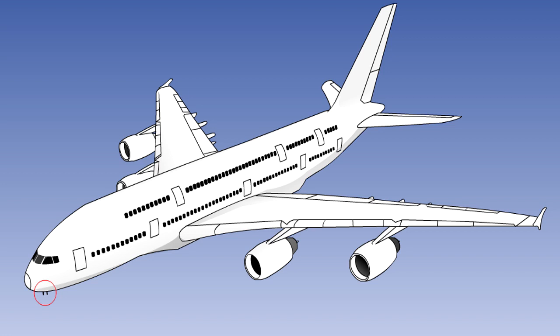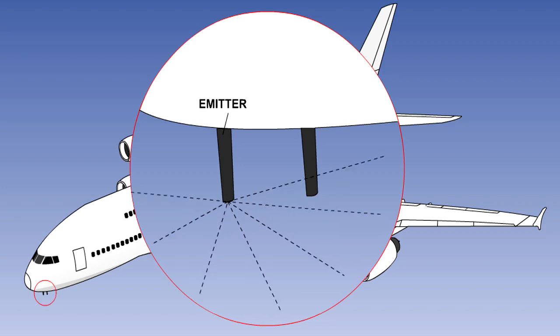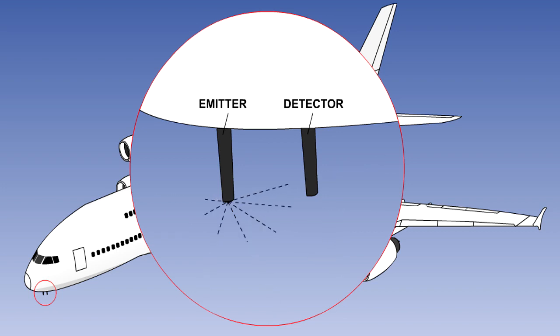The final accretion type of ice detector that we want to look at is the beta particle detector. This is the most modern type of detector. It has no moving parts. The detector consists of two probes, mounted perpendicularly from the forward fuselage. The forward probe is an emitter, which emits beta particles. The rear probe is a beta particle detector, which detects the level of particle transmission from the front probe.